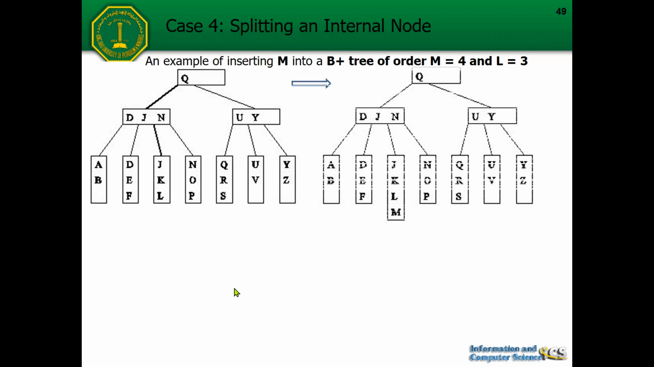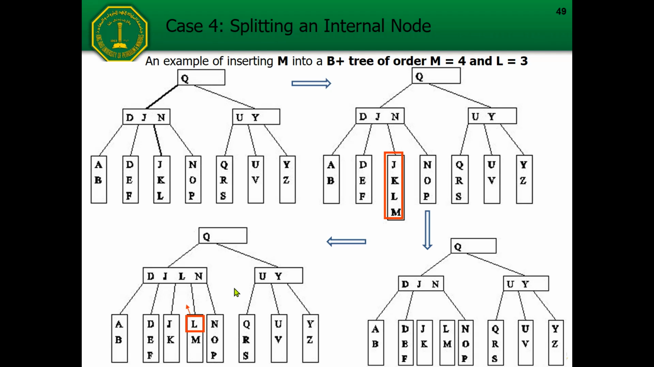The next example: when we do the insert operation, there is not only one overflow but two overflows. Let's look at this example. This is the original B+ tree. We insert the character M into this B+ tree, so you can see that this is the location of that new key. Because L is 3, this leaf node already overflows. So we need to split this node into two to become JK and LM.